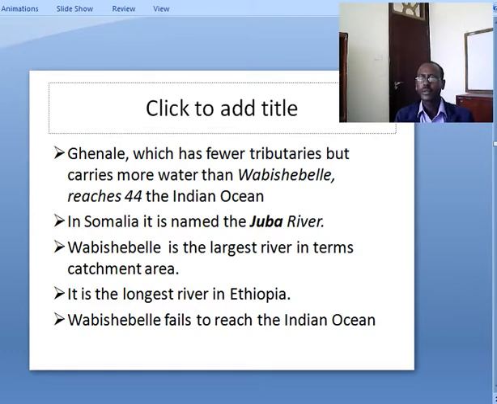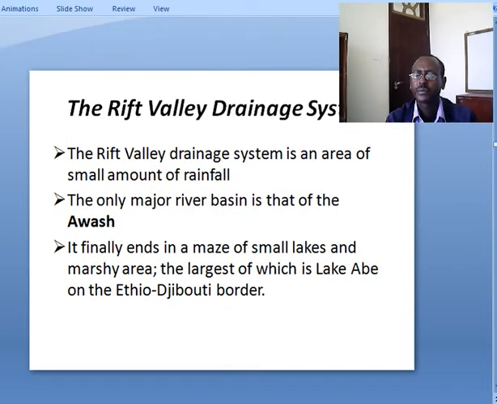Wabishabele River is the largest river in terms of catchment area. It has a naming in Somalia as Shebelle, and it is the largest river in terms of catchment area. It is the longest river in Ethiopia because it goes across many areas. Wabishabele fails to reach the Indian Ocean.